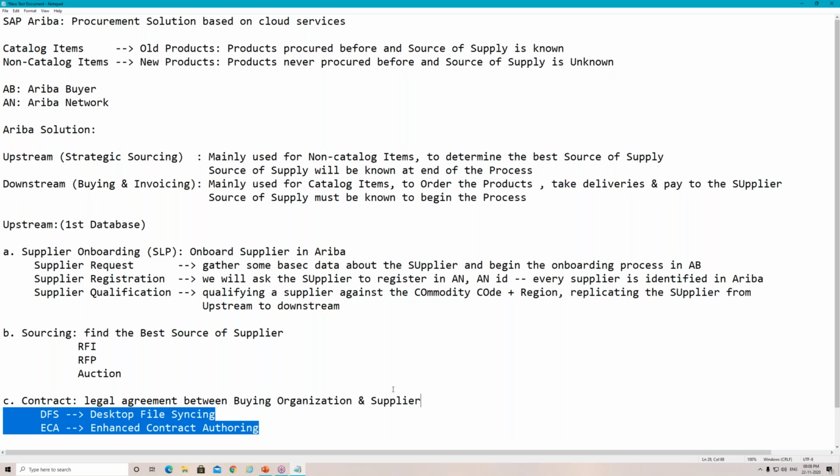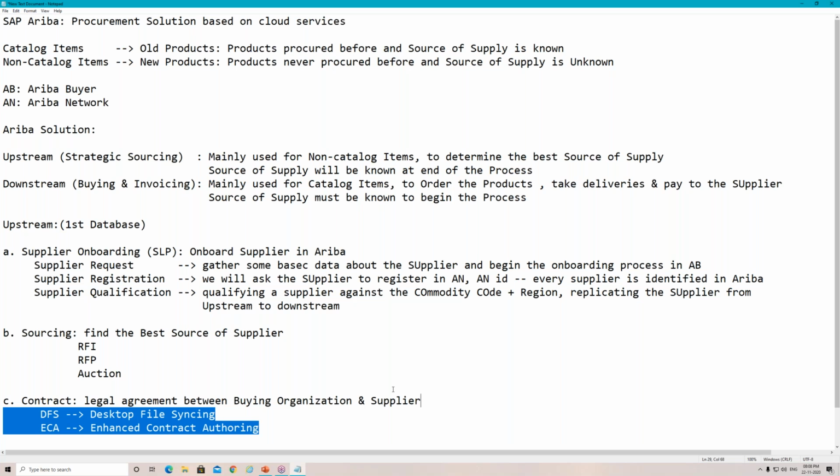So what's the difference, Manoj? The difference is very simple. DFS is an obsolete technology which used to only work with Internet Explorer. That means if your client is working with a DFS contract, it will only work when the client opens Ariba through Internet Explorer. If they open Ariba through Chrome, Firefox, Opera or Safari, what will happen? The contract will not work.